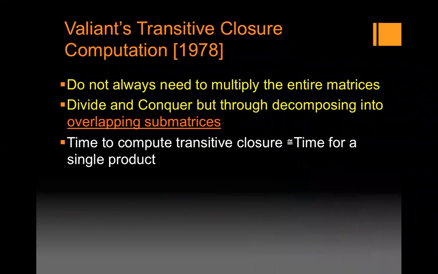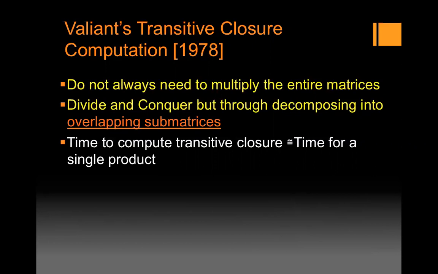Here comes a very nice result by Leslie Valiant from his PhD thesis back in 1978, where he showed that even when you have this kind of non-associative matrix product, you can still compute the transitive closure in time the same as computing one matrix product, by decomposing the matrix into some overlapping submatrices.